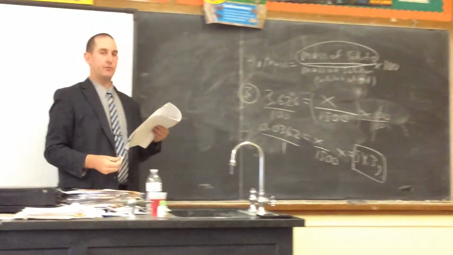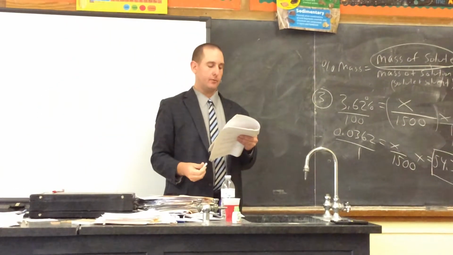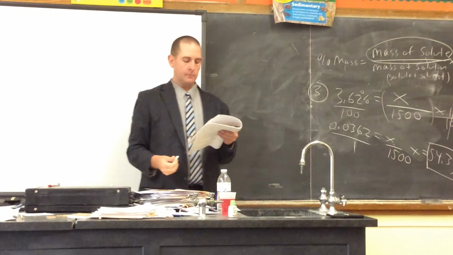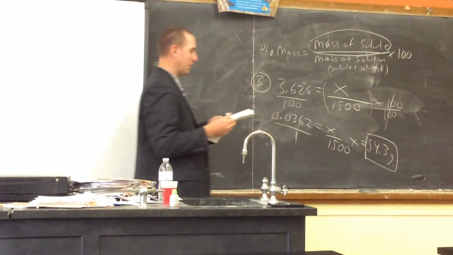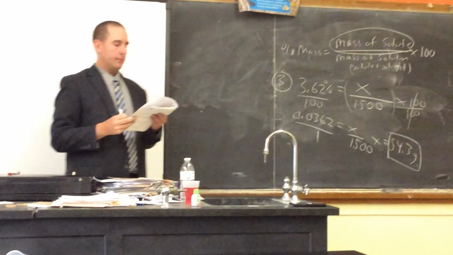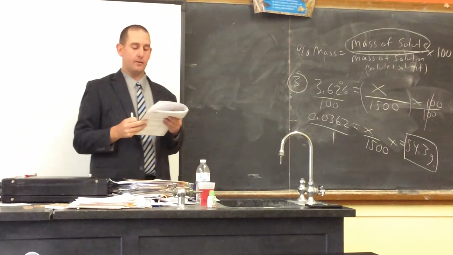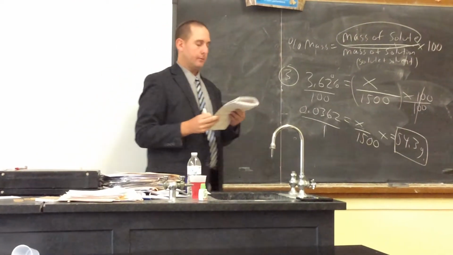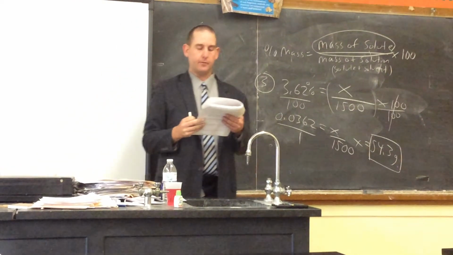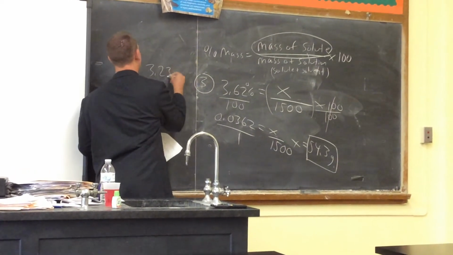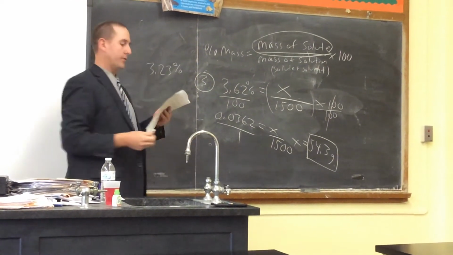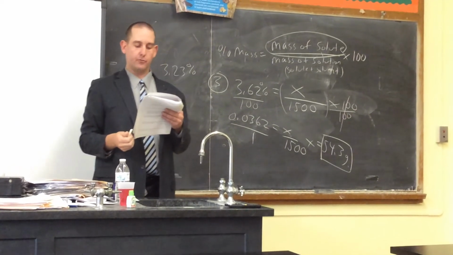All right, so now I want you to pause the video and try numbers 2 and 4 on your own. Okay, numbers 2 and 4 should be just like number 1. The answer for number 2 is 3.23%. Number 2, the answer you should have is 3.23%. You should have done 20 divided by 620.